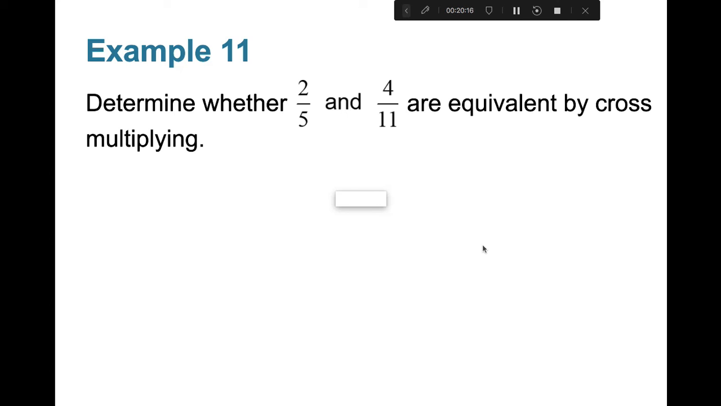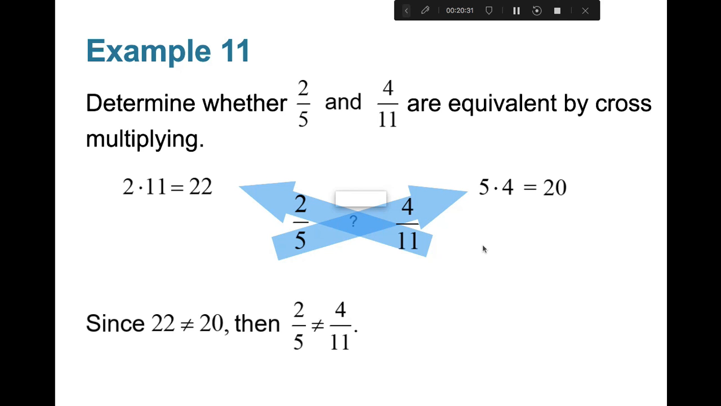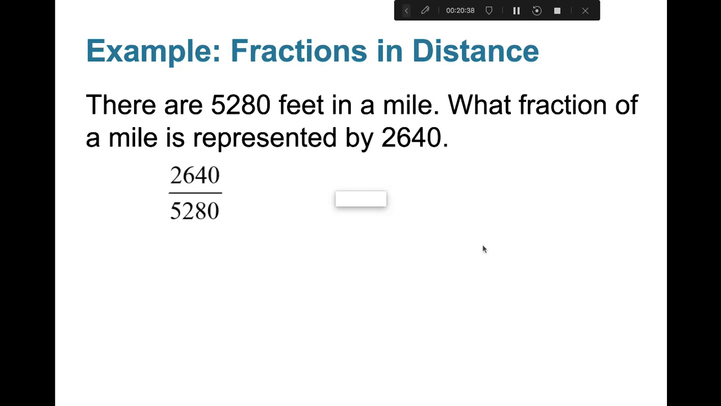So determine whether 2/5 and 4/11 are equivalent. Are 2/5 and 4/11 equivalent? No, because we end up with 20 and 22. They do not equal each other, so those are not equivalent fractions.